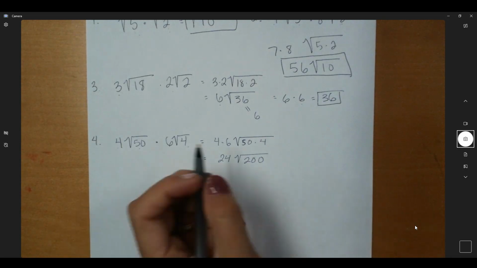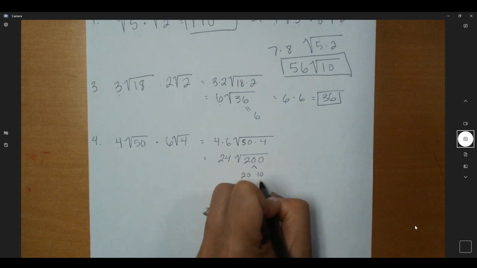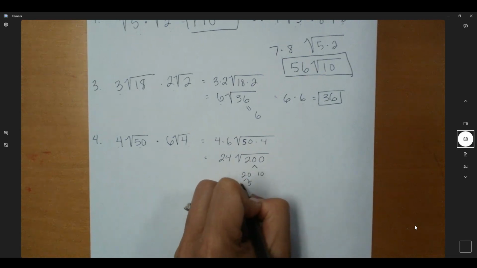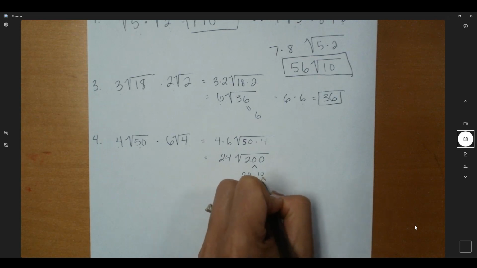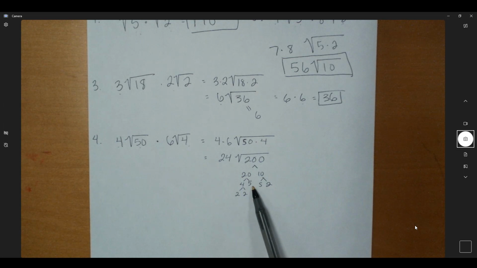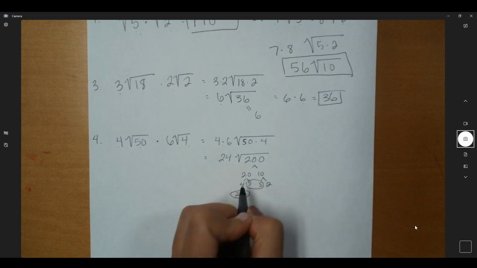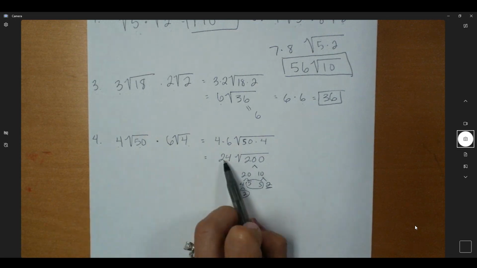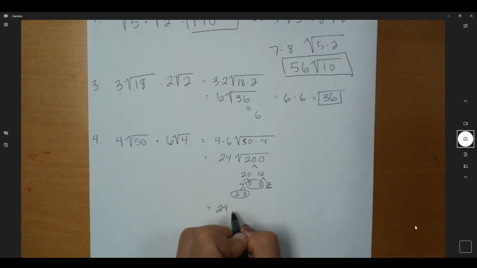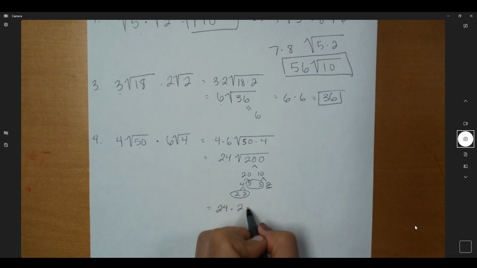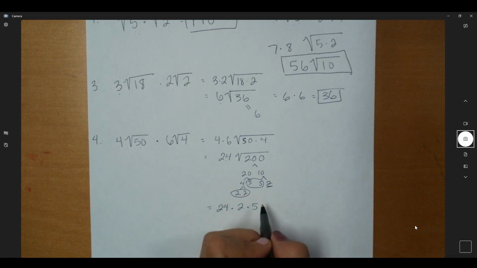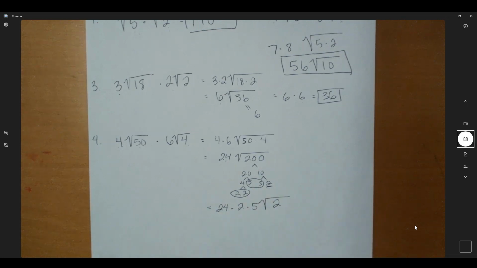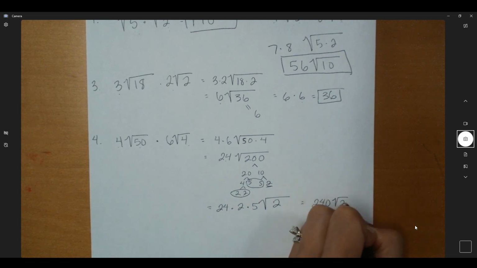Okay, so when we do the tree here, you can do 20 and 10. This is going to be 5 and 4, 2 and 2, 5 and 2. So I went all the way until I got prime numbers, 2, 2, 5, 5, and 2. So I've got a pair of 2s, I've got a pair of 5s, and then a leftover of a 2. So I'm going to bring out the 2 and the 5, but we already have the 24 there. So 24 times the pair for the 2 and the 5 for that pair. And on the inside would be the 2. So we just multiply that, and that's 24 times 10. So 240 square root 2.